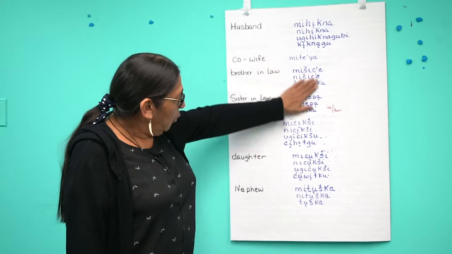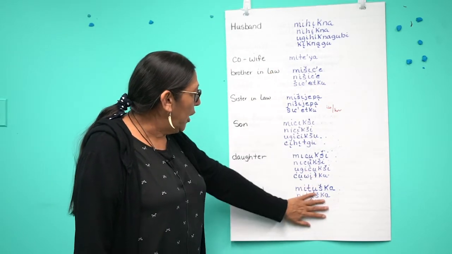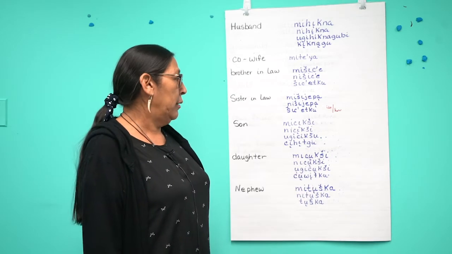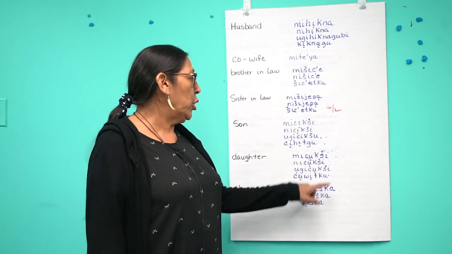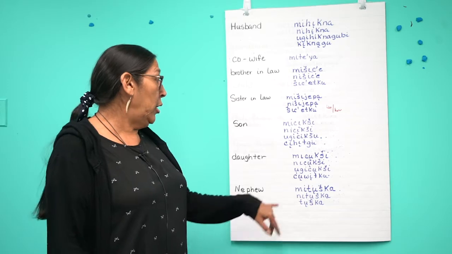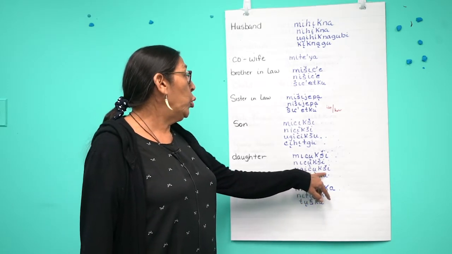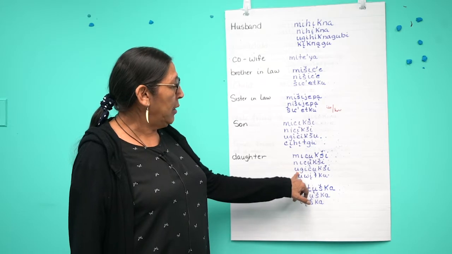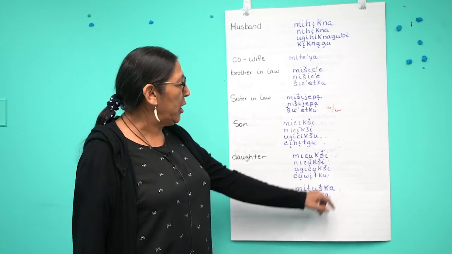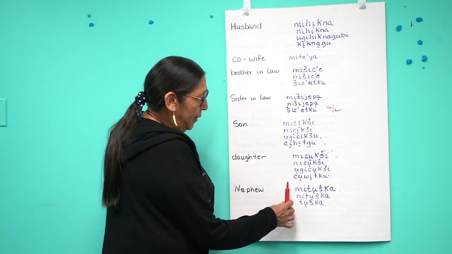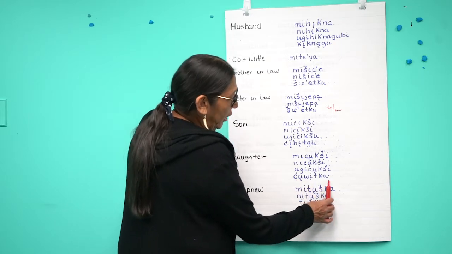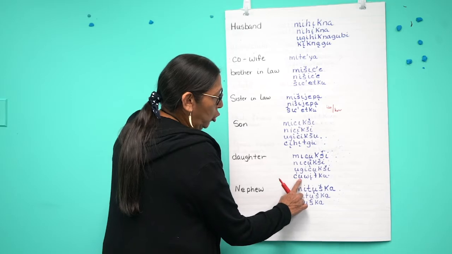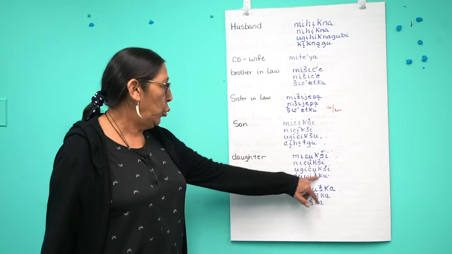Now, we'll move on to my daughter, mi chunkshi. Your daughter, ni chunkshi. Our daughter, ungi chunkshi. I'm sorry, nasalized. And then his or her daughter, chuwintku. They're both nasalized.